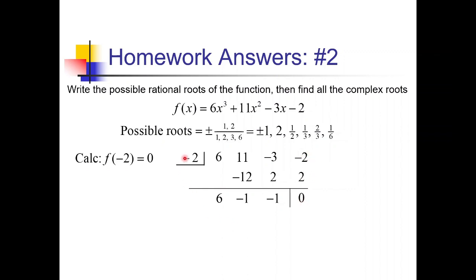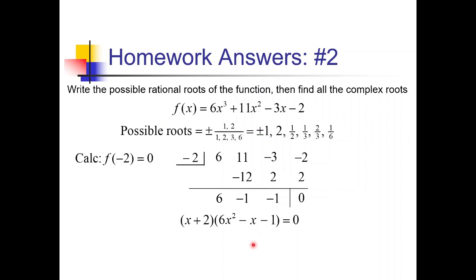Alright, so I have x plus 2, that's one of the factors. And I also have the quotient here, which is going to be 6x to the second power, because we started with third power and we broke this down once. So 6x squared minus 1x minus 1, all of that equals 0.